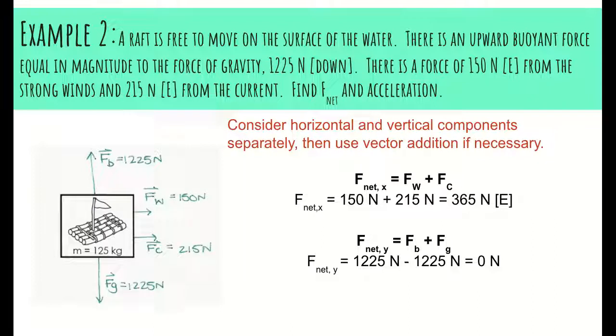Then we have two eastward forces. We have the force of the wind, which is Fw at 150 newtons, and then the force of the current, which is Fc at 215 newtons. So we're going to figure out what these are separately and then compare them.